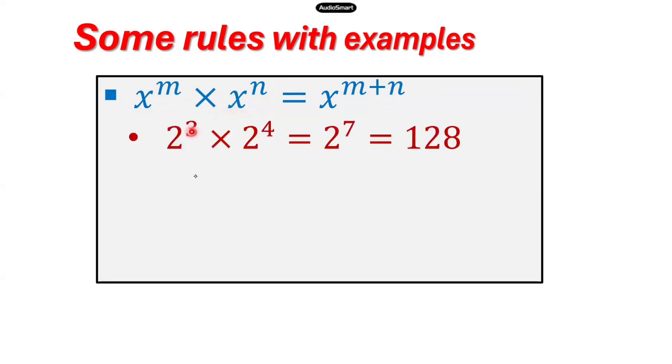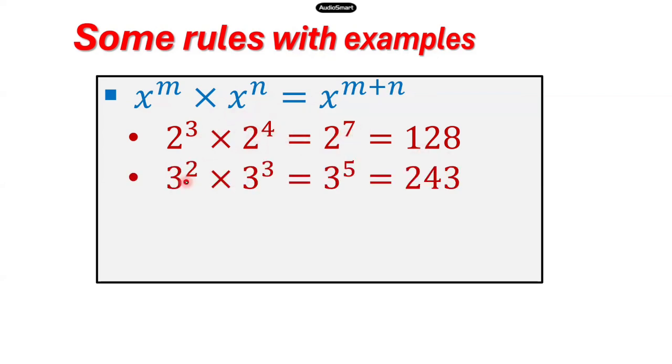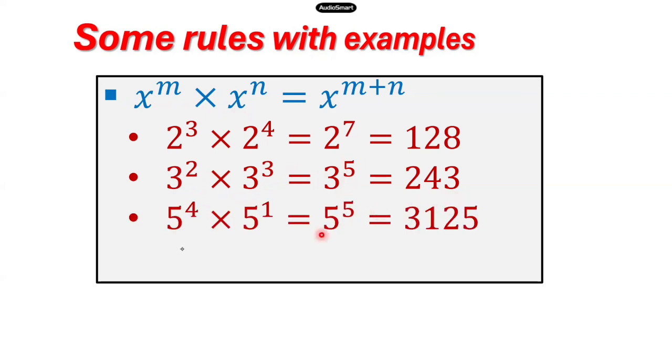For example, here you have 2 to the power 3 multiplied by 2 to the power 4. Then it will be 2 to the power 3 plus 4, which is 7, which is 128. Another example, 3 to the power 2 multiplied by 3 to the power 3. Therefore, it will be 3 to the power 2 plus 3, so 3 to the power 5, which is equal to 243. 5 to the power 4 multiplied by 5 to the power 1 is equal to 5 to the power 5, equal to 3125.